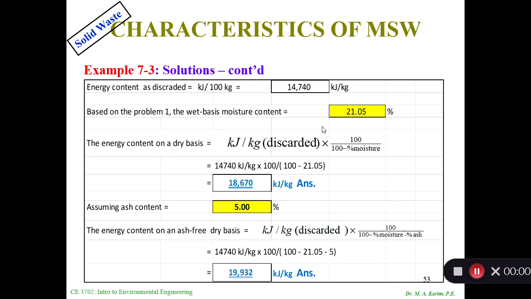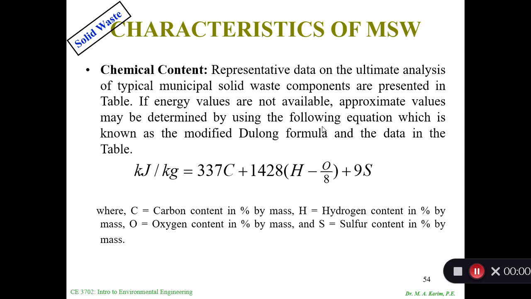So anyway, we'll start from this slide now, chemical content. The data on the ultimate analysis of typical municipal solid waste components are presented in the table in the next slide. If the energy values are not available, then you can take the approximate value from the table. The equation that we are using is known as the modified Dulong formula, and the data is in the table in the next slide. Here C is the carbon content in percent by mass, H is the hydrogen, again everything in percent mass, hydrogen, oxygen, and the sulfur, all of those.